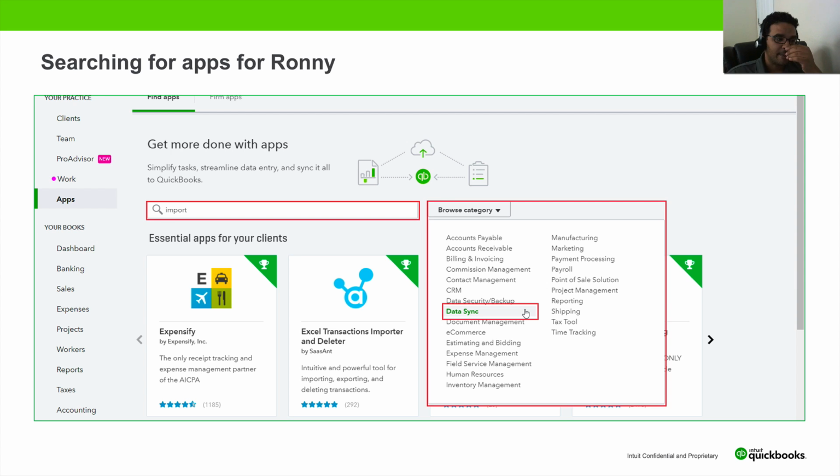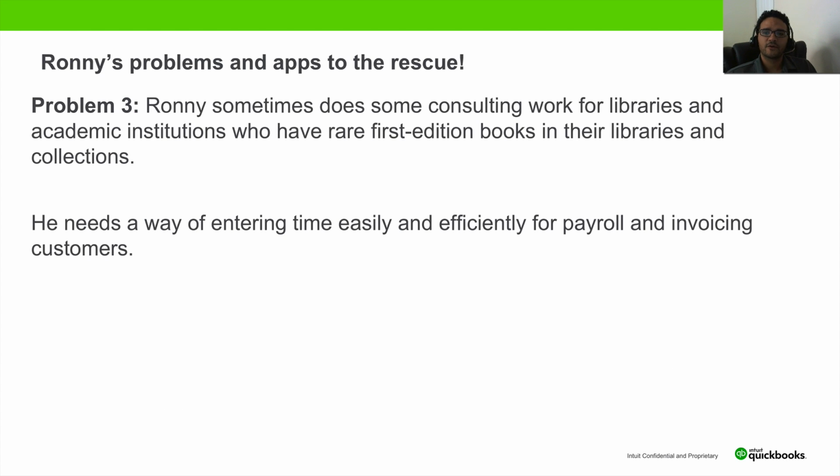So you would go into apps.com, you would click on Browse Category, and you would click on Data Sync. That just means integrating data. And you will likely run into Transaction Pro Importer or an app called SaasAnt Excel Importer. These apps cost between $10 to $20 a month. You can have it for a month or two while you do the import, or you can keep it permanently if you want to automate data coming from Excel into QuickBooks.